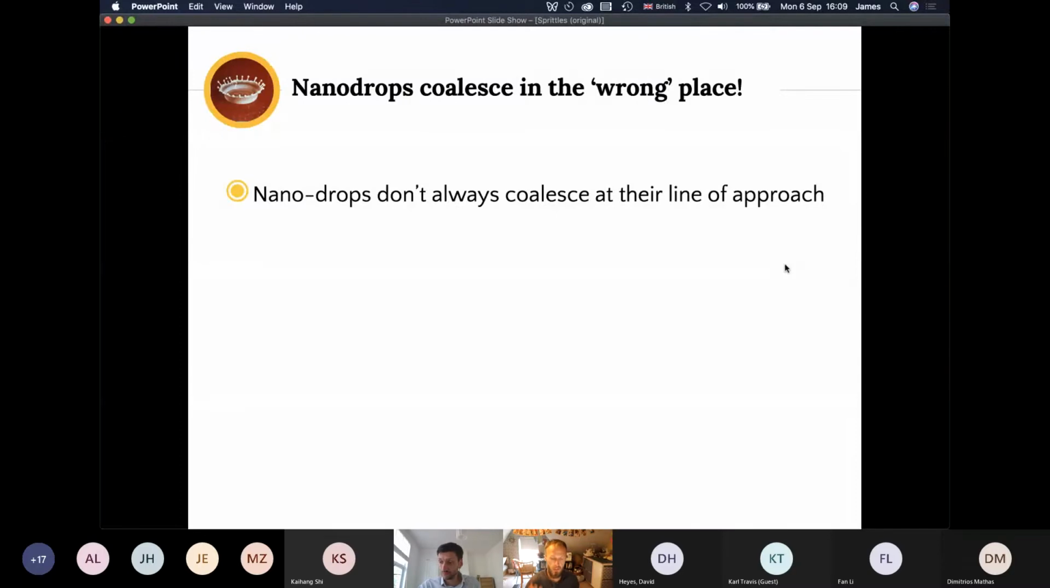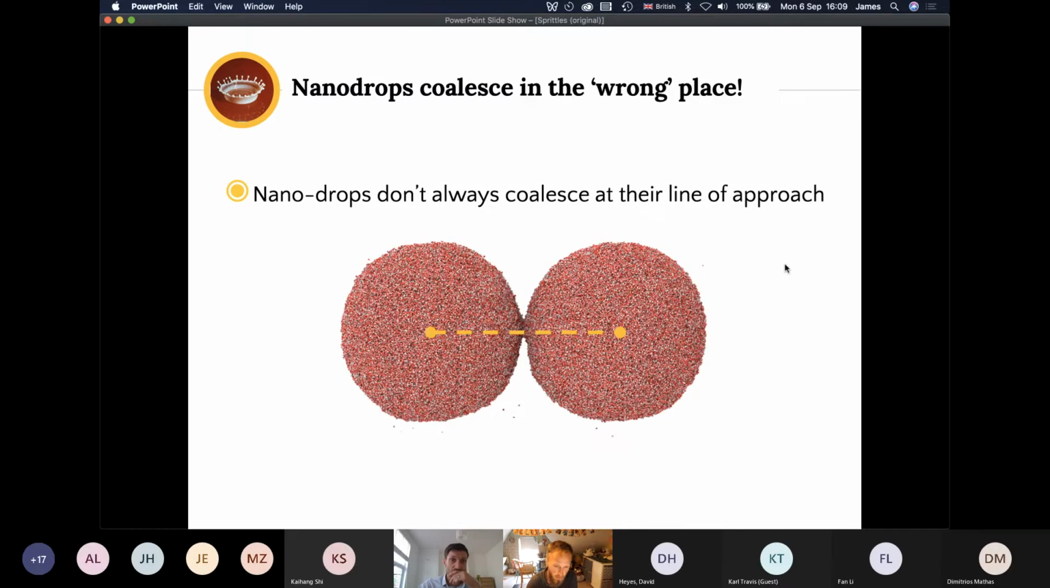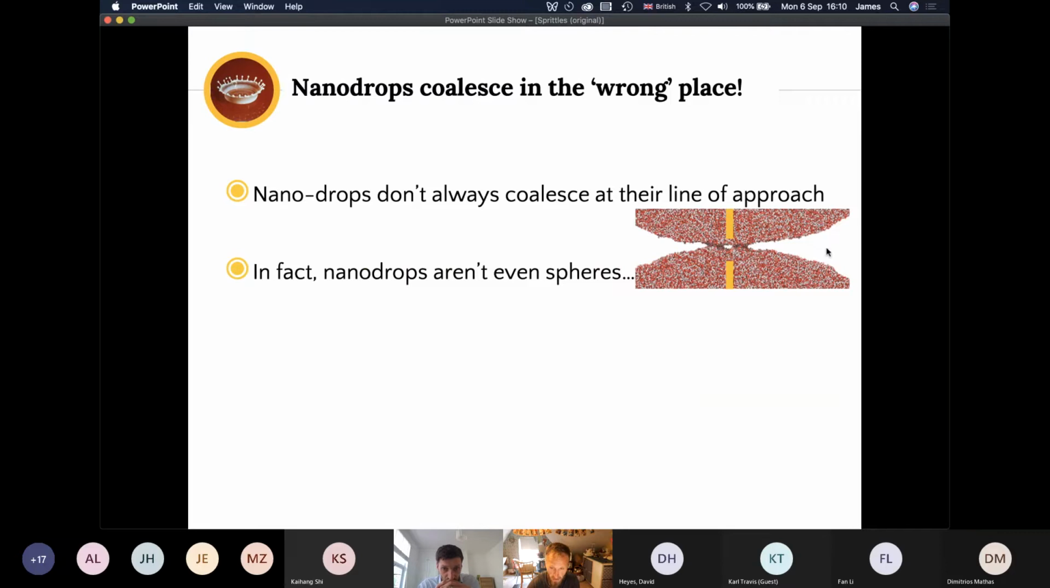The first thing which Sri Hari noticed was that nanodrops don't always coalesce where you'd expect them to, or where I would expect them to. On the macro scale, you typically have drops that are spheres, you press them together, and they join along their lines of center. But here we see very clearly that drops can coalesce off center. And in fact, there can be multiple initial contacts. The reason is that nanodrops aren't spheres.